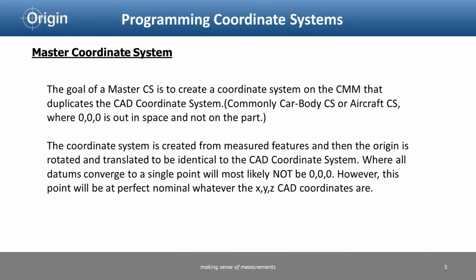The coordinate system is created from measured features, and then the origin is rotated and translated to be identical to the CAD coordinate system. Where all the datums converge to a single point will most likely not be 000, especially if it's in car body or aircraft coordinate system. However, this point will be at perfect nominal, whatever the XYZ coordinates are of that particular convergent point. So let's go take a look at the master coordinate system.